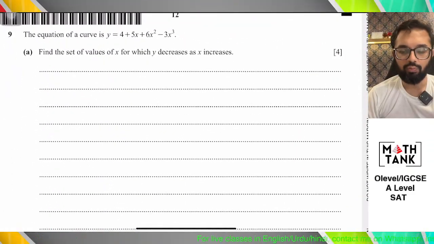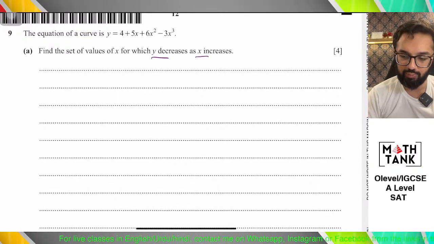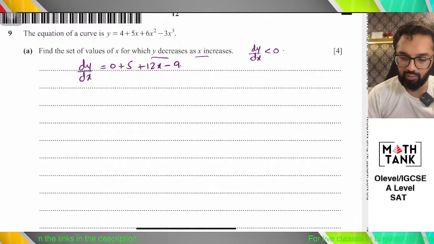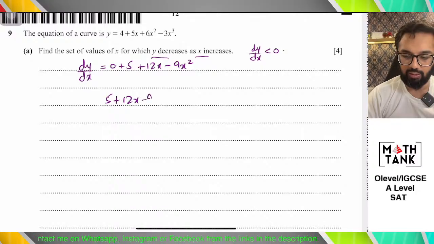Okay, the equation of a curve is this. Find the set of values of x for which y decreases as x increases. So dy by dx is less than 0 then. It's a decreasing function. So dy by dx is 0 plus 5 plus 12x minus 9x squared. So 5 plus 12x minus 9x squared has to be less than 0.